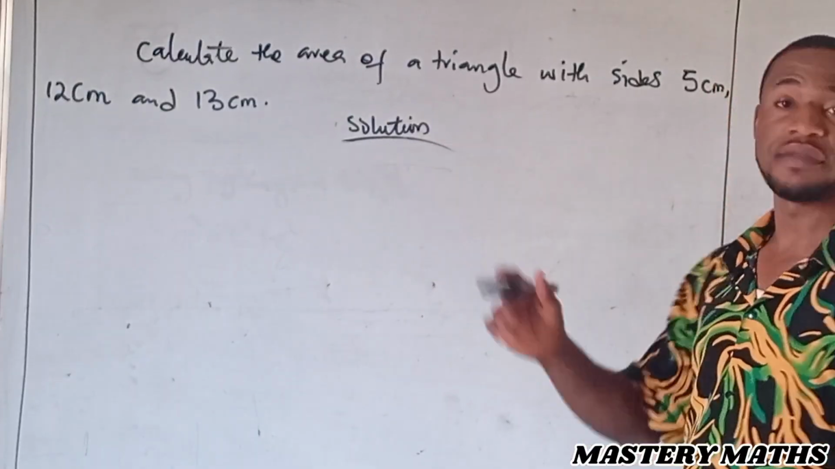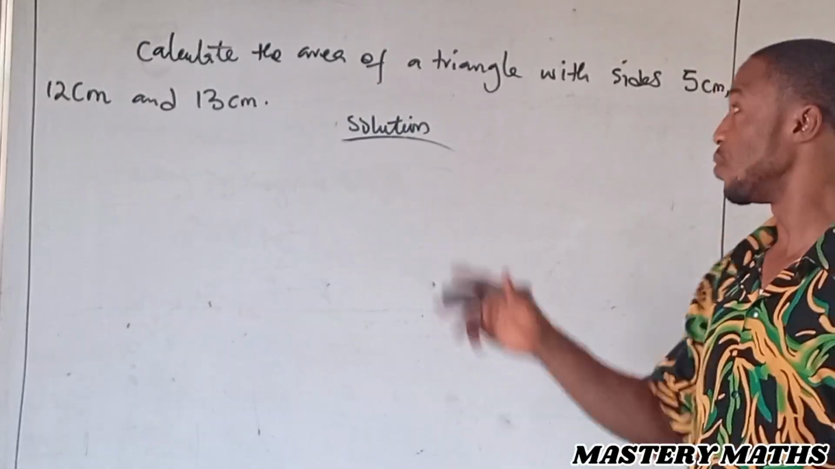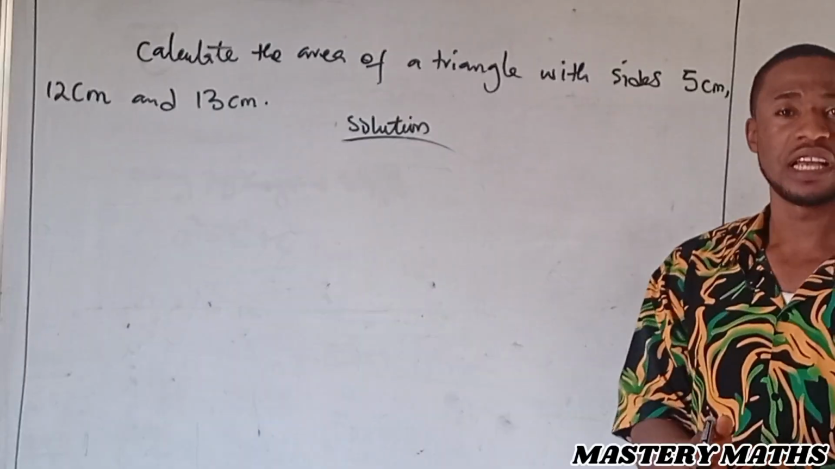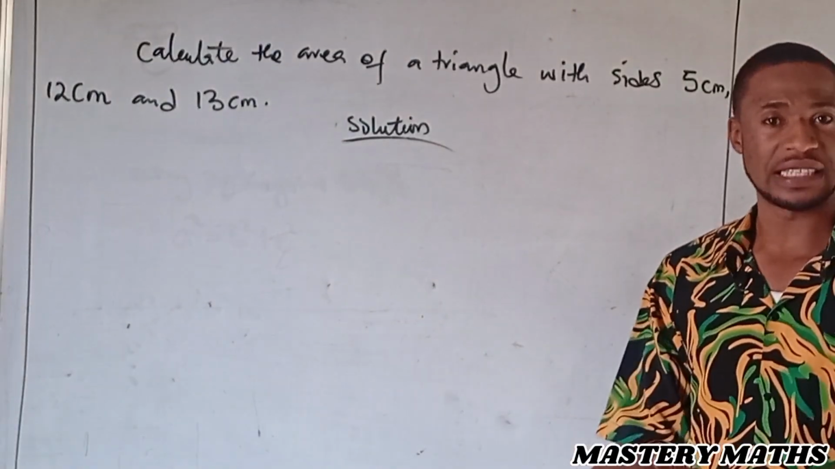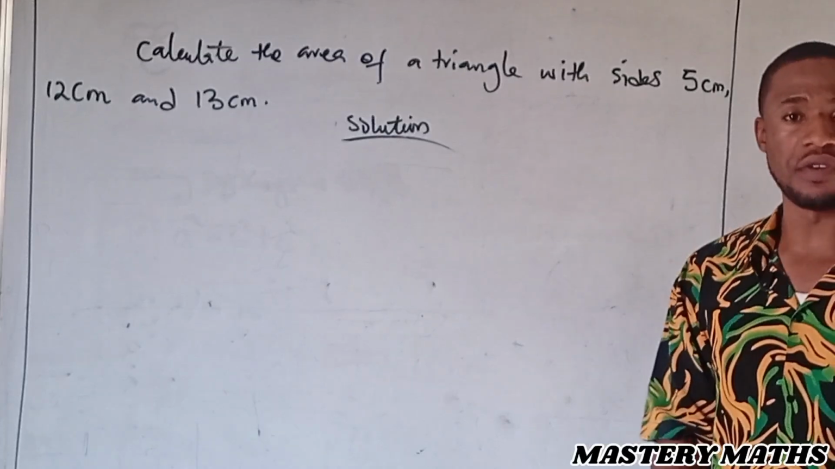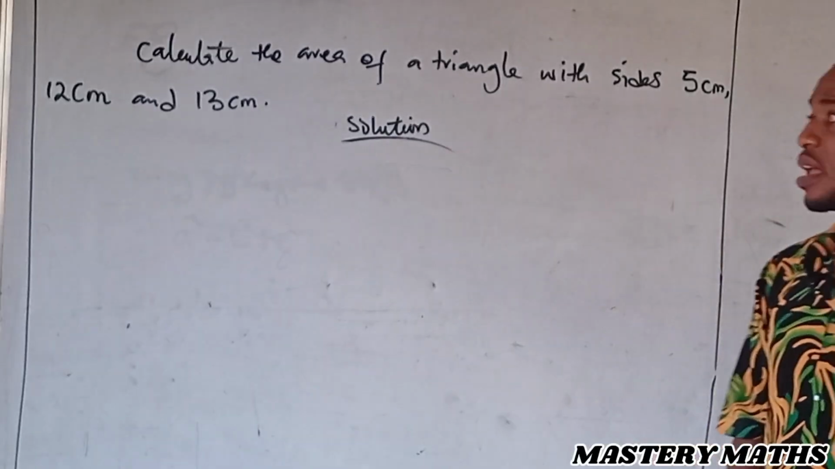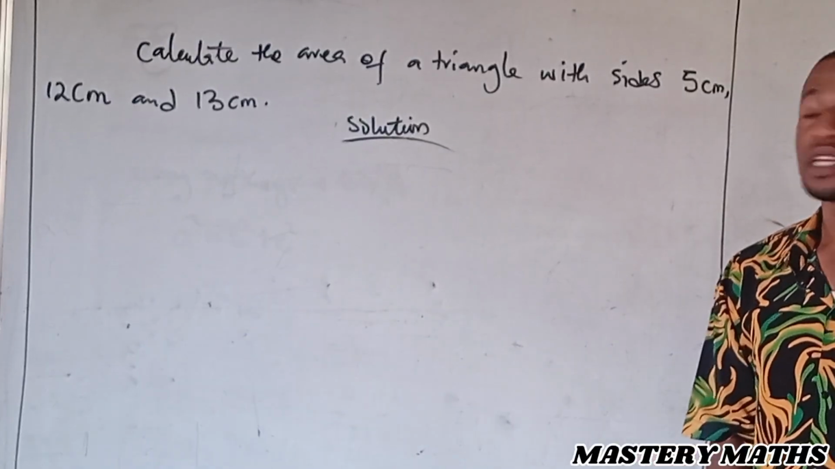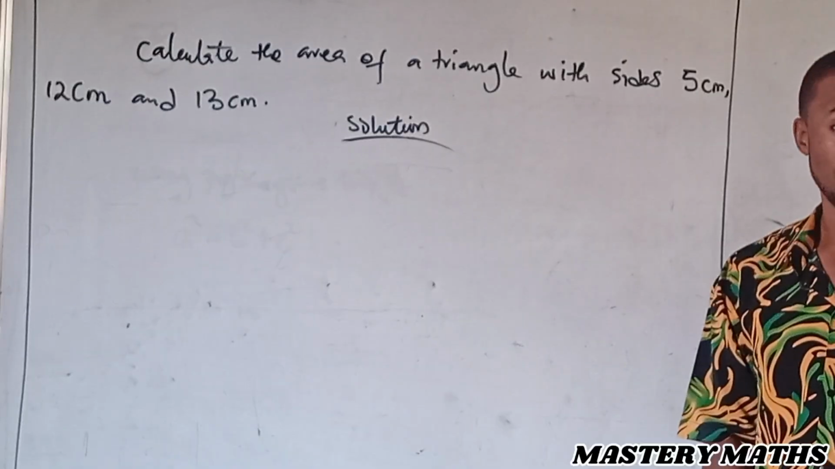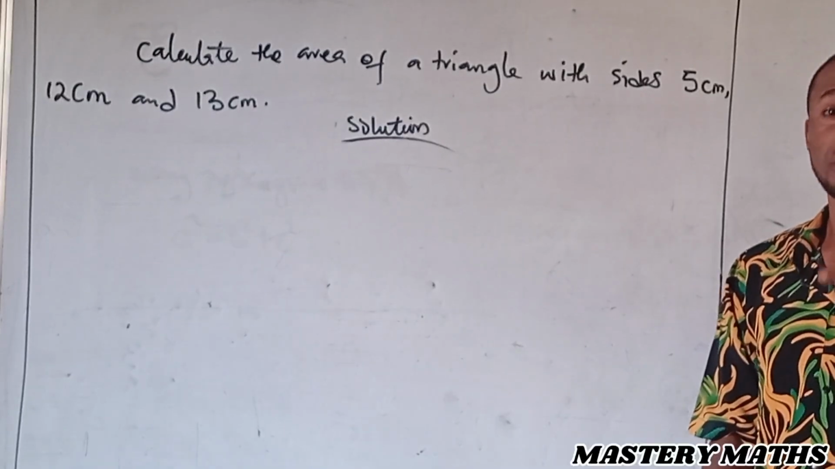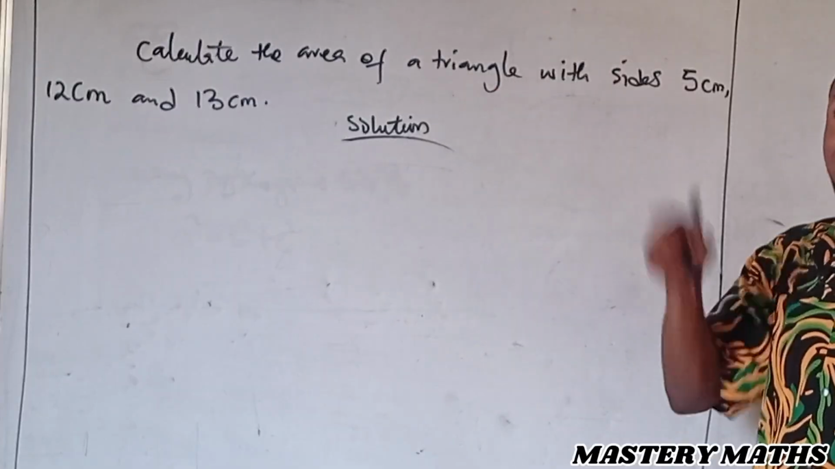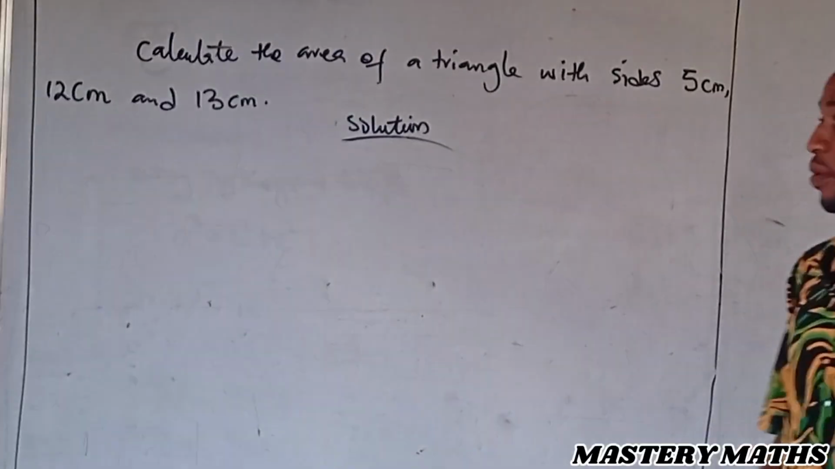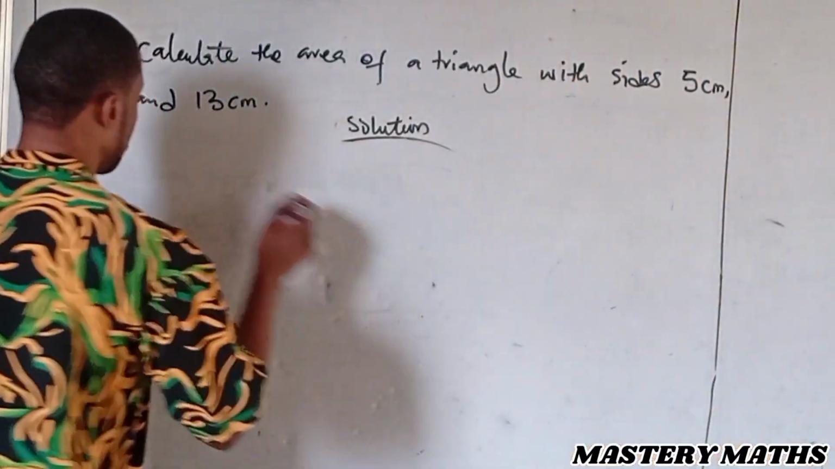Because on the board, you have the 3 sides only given. Now, how do we look for the area? How do we get the height to be able to solve for the area? Now, the only way we can get the height is by using a Pythagoras triple. Pythagoras triple will tell us if this triangle here is a right angle triangle with the help of Pythagoras triple.